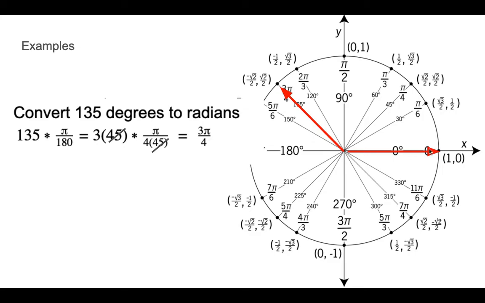And you can see here is the angle, 3 pi over 4, displayed in standard position, which is where one side of the angle is centered at 0, and then we move the other side of the angle over there. And so those two are equivalent, 3 pi over 4 and 135 degrees.